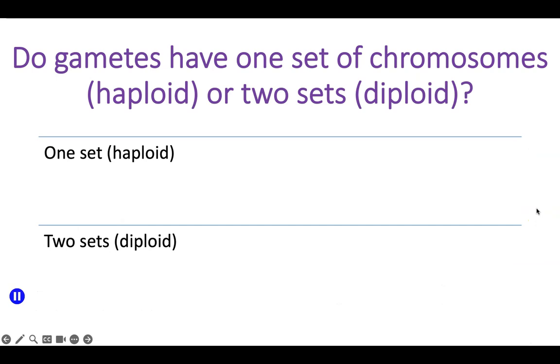So I will leave you with this question. Do gametes have one set of chromosomes, that's haploid, or two sets of chromosomes, that's called diploid? Do those gametes have one or two sets of chromosomes?